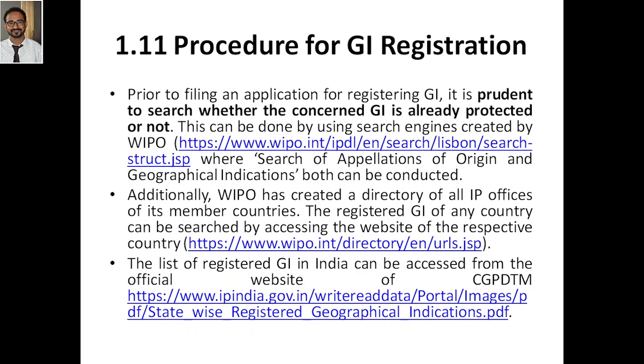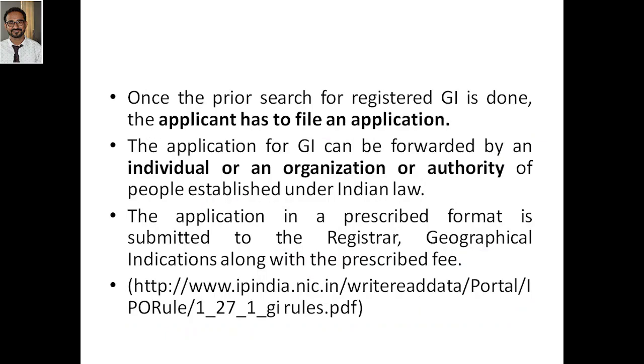Without searching, nothing works, and you cannot say that your work is new, right? So once the prior search for registered GIs is done, the applicant has to file an application. If you search and come to know that there is no product like what you are going to register, then you can file an application. Now you are an applicant.